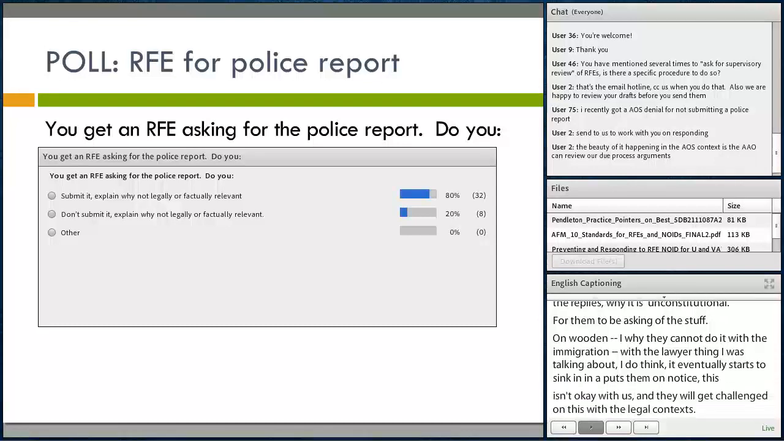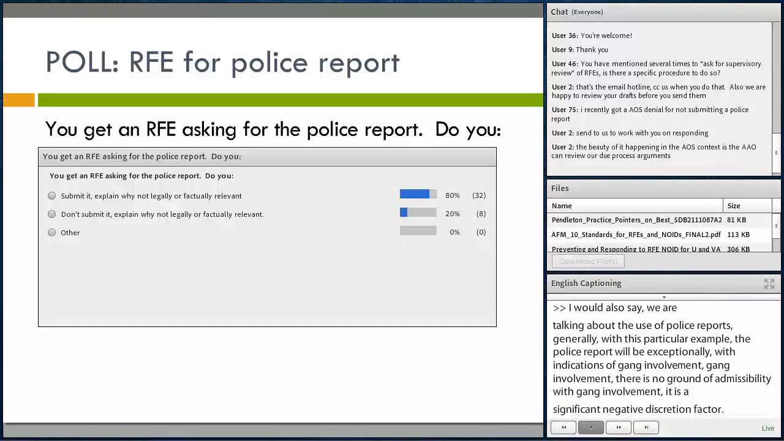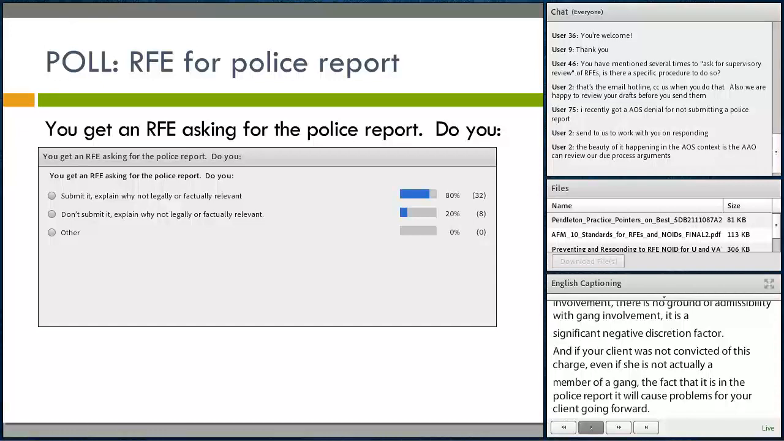In a legal context. Right. And I would also say that we're talking about the use of police reports generally, but in this particular example, the police report is probably going to be exceptionally prejudicial because of the indications of gang involvement. There's no ground of inadmissibility for gang involvement, right? But it's a really significant negative discretionary factor. And so even if your client was not convicted of this charge, even if she is not actually a member of the gang, the fact that it's in the police report is probably going to cause problems for your client going forward.